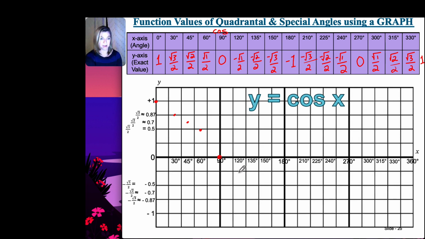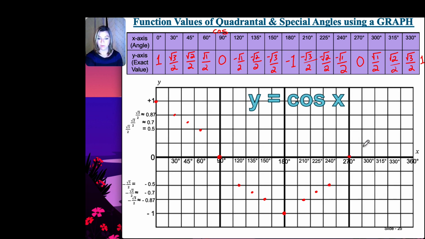120, we drop down into the negative range, negative 1/2, negative 0.7, negative 0.87, and negative 1. On the other side of negative 1, we increase, so we go back up to negative 0.87, up to negative 0.7, up to negative 0.5, and we're at 0.